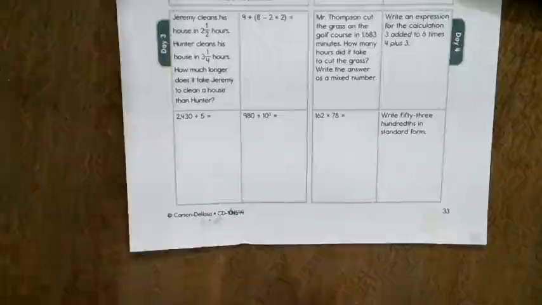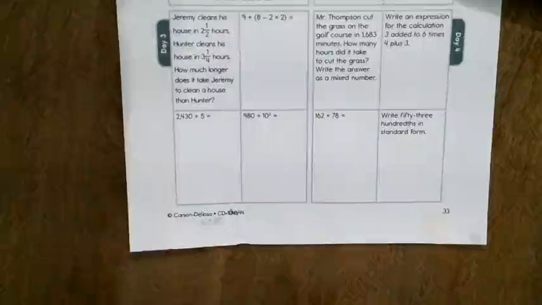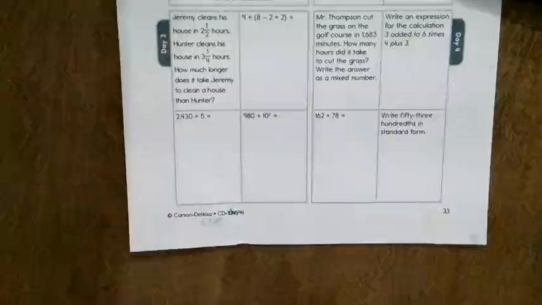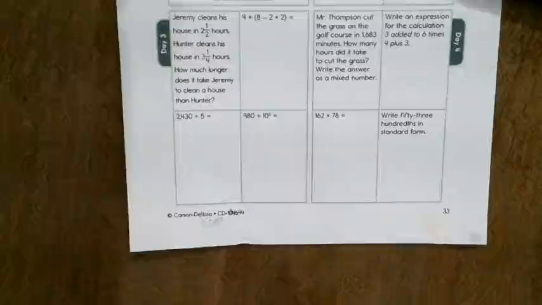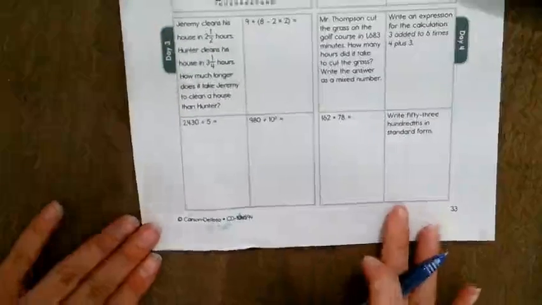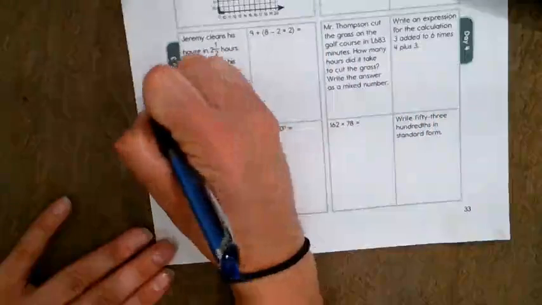The first problem says, Jeremy cleans his house in 2.5 hours and Hunter cleans his house in 3 1/4 hours. How much longer does it take Jeremy to clean his house than Hunter? Now, I would like to point out that that is incorrect. We're really figuring out how much longer it takes Hunter than Jeremy. Either way, they're asking us the difference. Difference equals subtraction. All right, so on the side here, I am going to write my problem.